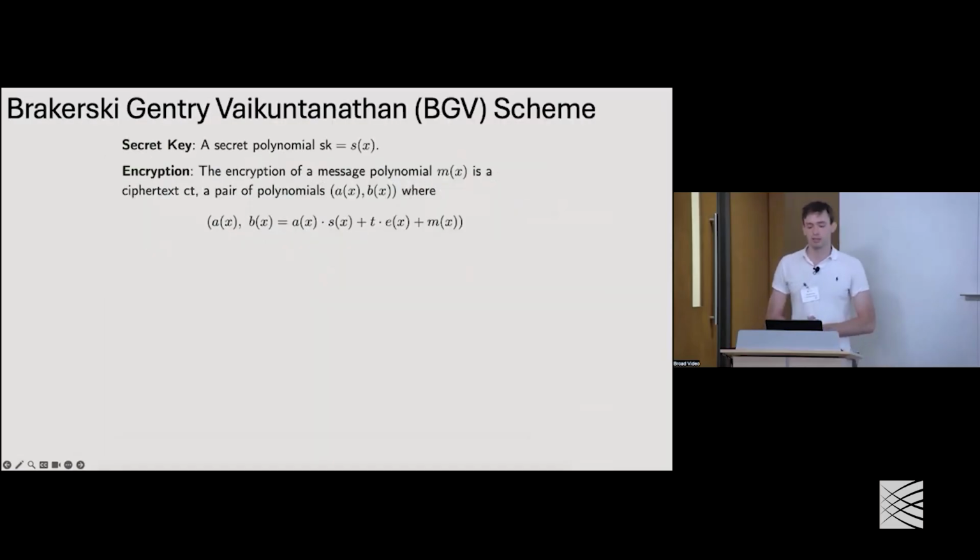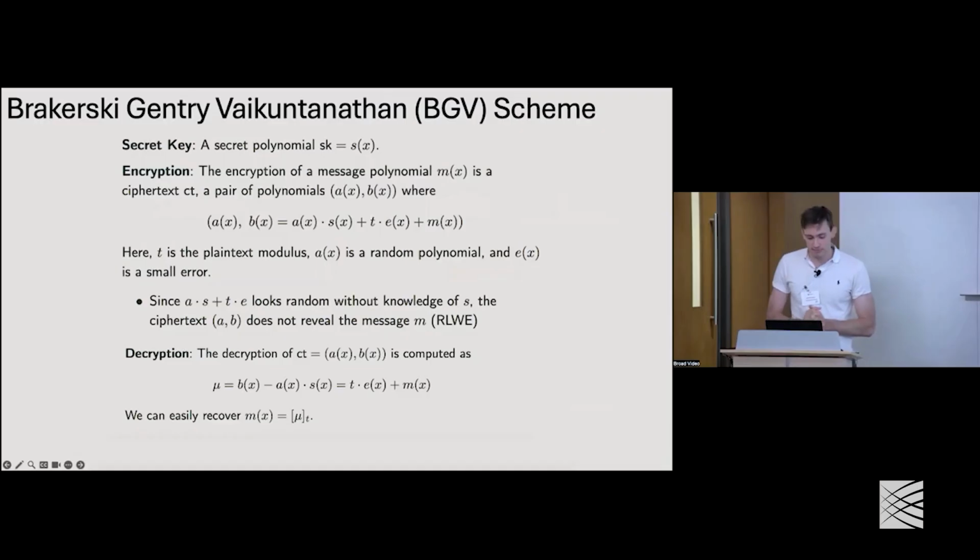And the one I'm going to be focusing on today is called the BGV scheme, where we start with the secret key, which is, again, that same polynomial that we saw before. And then for encryption, we get that same pair of polynomials, except we're going to add some noise again. That's t times our little bit of error. And then we're going to hide our message by just adding it to the end.